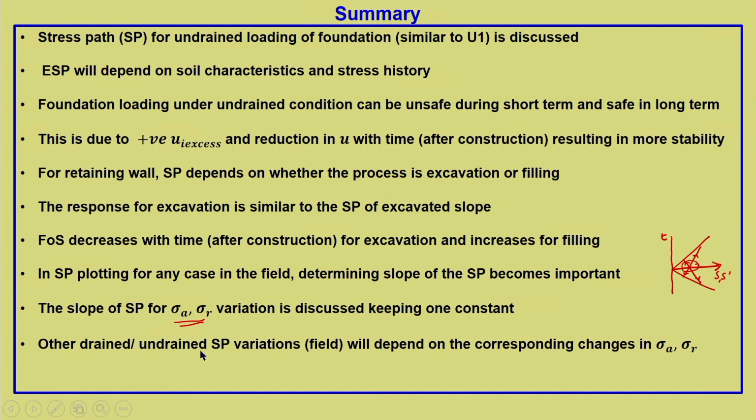For other drained and undrained stress path variations in the field, it will depend on the corresponding changes in sigma A and sigma r. Depending upon this variation, the slope of the stress path would change. It can be in this or in this direction. So, the actual magnitude of the changes would determine the stress path slope. Whenever we get a field problem, we need to understand how the stress path is moving depending upon the relative changes in sigma A and sigma r.